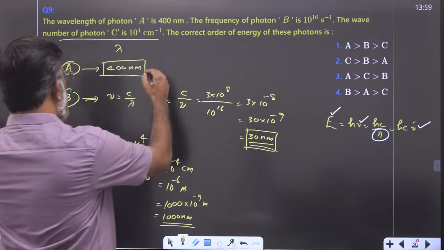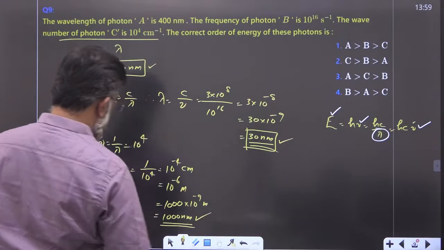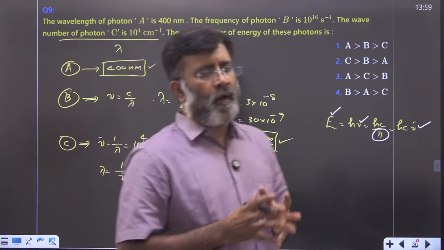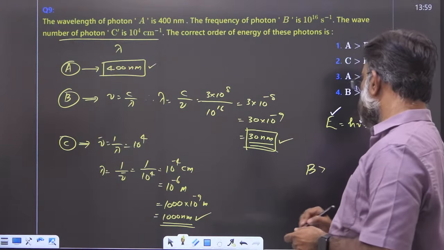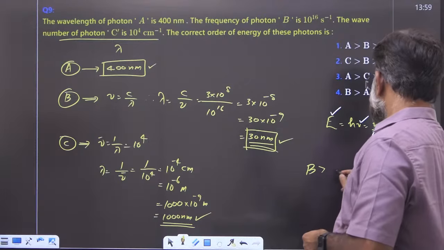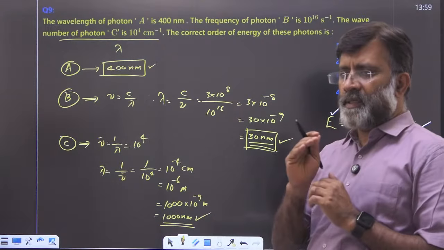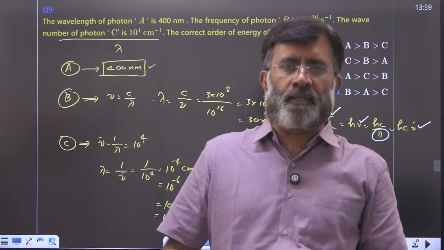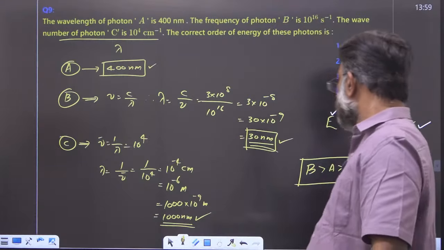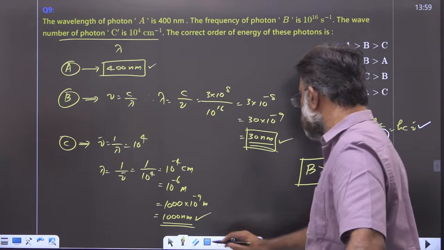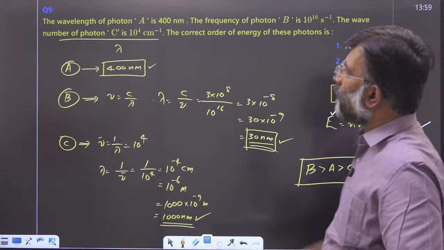അപ്പൊ ഇവിടെ 400 നാനോമീറ്റർ, ഇവിടെ 30 നാനോമീറ്റർ, ഇവിടെ 1000 നാനോമീറ്റർ. And you know what will be the order of energy. Energy maximum B വരും അല്ലേ? എനർജി മാക്സിമം B വരും, അടുത്തത് A വരും, അടുത്തത് C വരും. This will be the order of energy, just opposite to the order of wavelength. Wavelengthന്റെ ഓർഡർ എങ്ങനെയാണോ അതിന്റെ ഓപ്പോസിറ്റ് ആയിട്ട് വരും. ശരിയല്ലേ? So it is BAC. Fourth choice is the correct answer. Right?